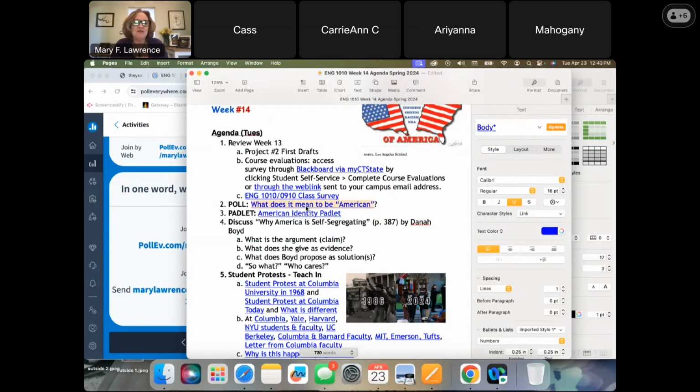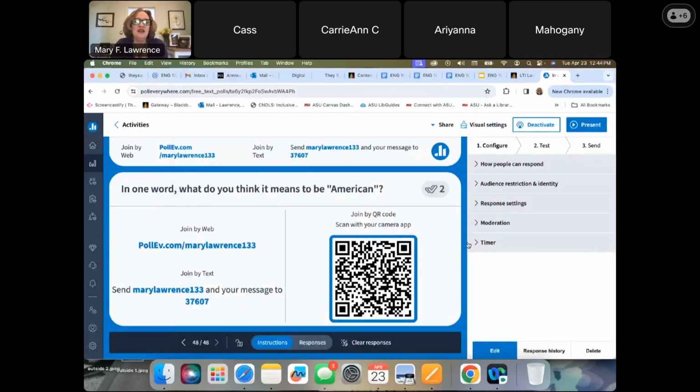So I posted the correct link, but I'll do it again just in case, because the other link was incorrect. So here's the link to the poll. And you can join either from that link, or you can join by text, or you can join with this QR code. So in one word, what do you think it means to be American?